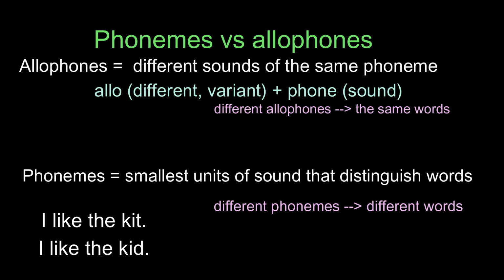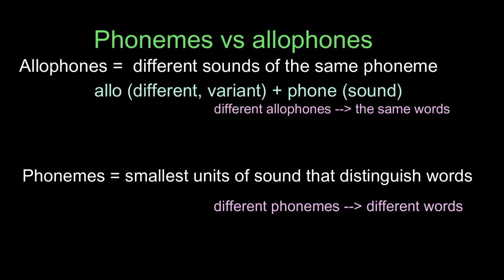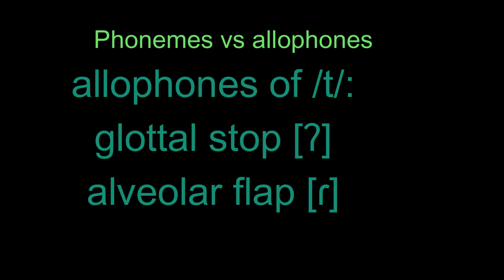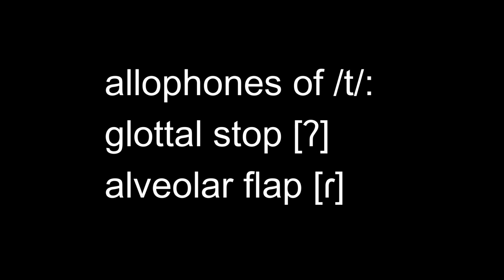Unlike the phoneme changes, when we use different allophones, we don't change words. We just say the same word differently. In the following, we explain why people might say the same word differently using the examples of two allophones of t, which are the glottal stop and the alveolar flap. Glottal stopping for ta.